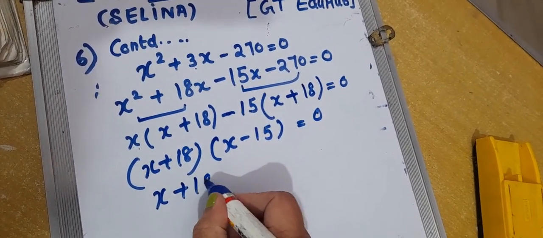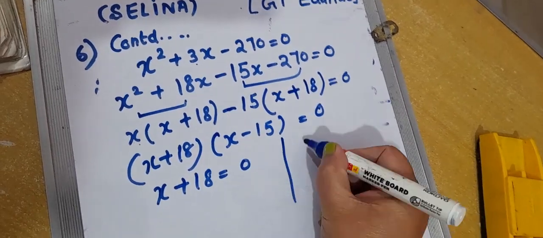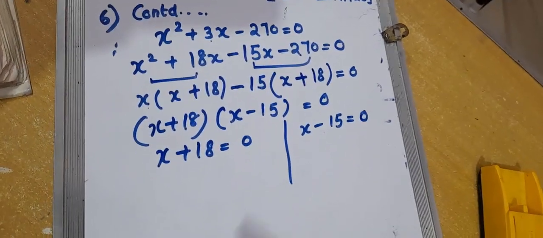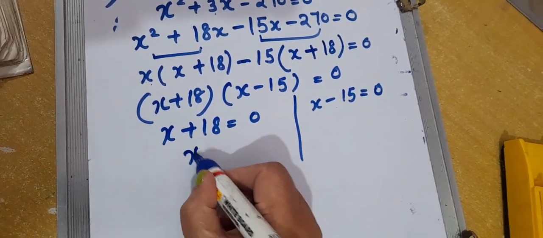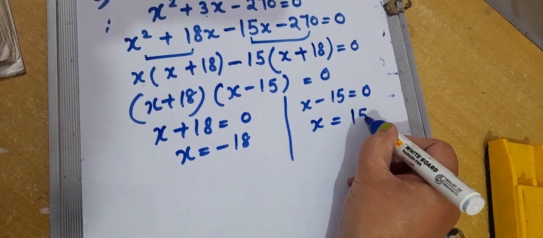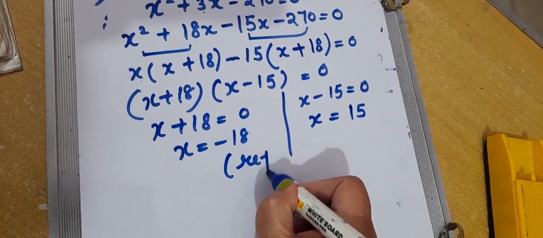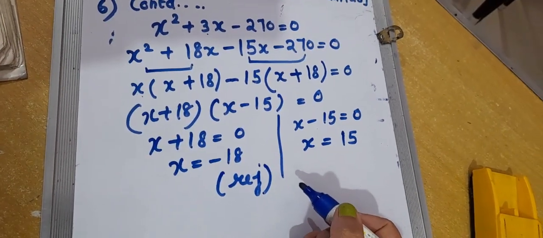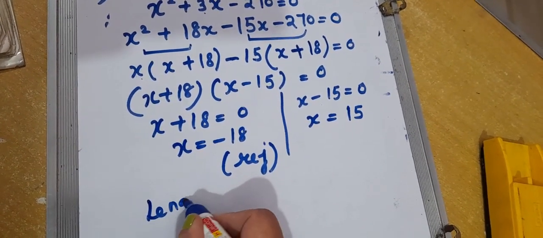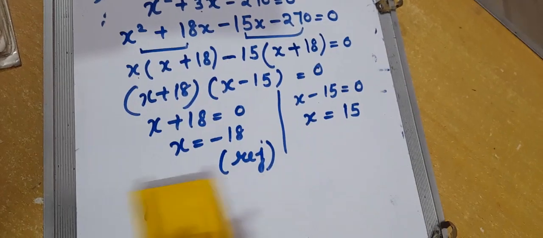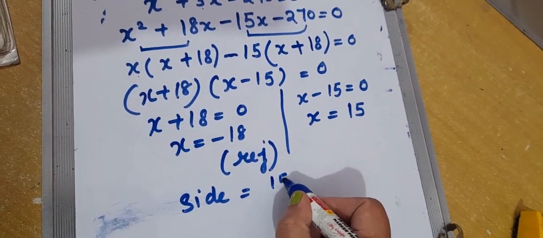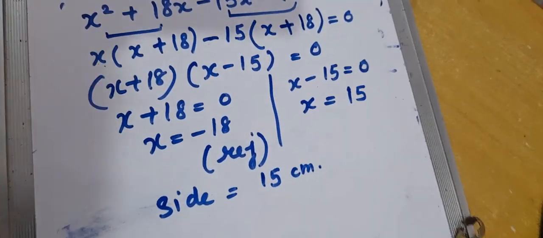Now take x plus 18 equals 0, and then x minus 15 equals 0. Here you get x equals minus 18, and here you get x equals 15. Minus 18 is rejected because the length of the cube cannot be negative. So our answer is 15. We have to find the side, so the required side is 15 centimeter. This is our first answer.